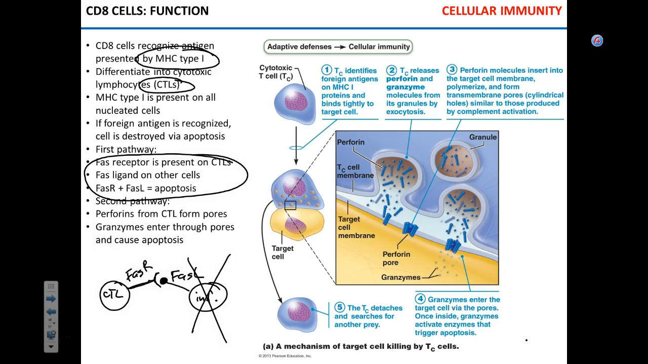Second way is granzymes and perforins. Perforins, surprisingly, perforate. Okay. And granzymes, they enter through the pore that is produced by perforin. And granzymes stimulate apoptosis. They trigger an apoptotic response in the cell.